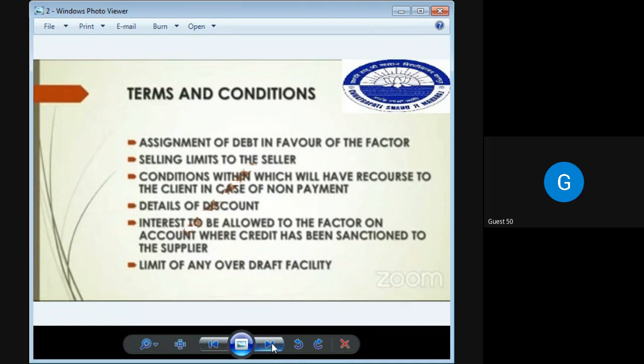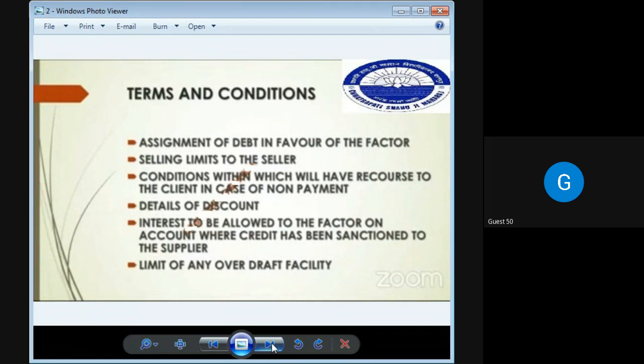if there is any discount to the purchaser, if there is a mention of any discount with the invoices for the client, for the purchaser. So it should be clear to the factor also. What are the discounts? Okay. Interest to be allowed to the factor on account where credit has been sanctioned to the supplier. Okay, if there is any interest provision, then it should be allowed to the factor on the account where credit has been sanctioned to the supplier.